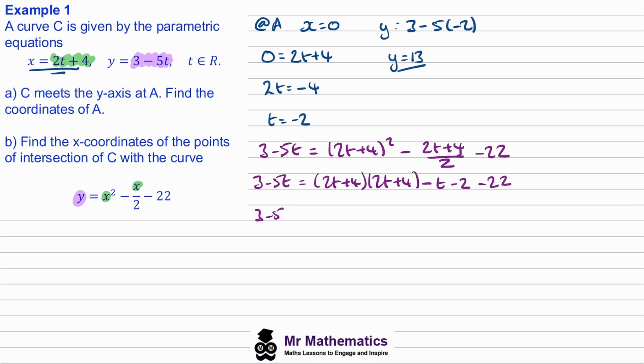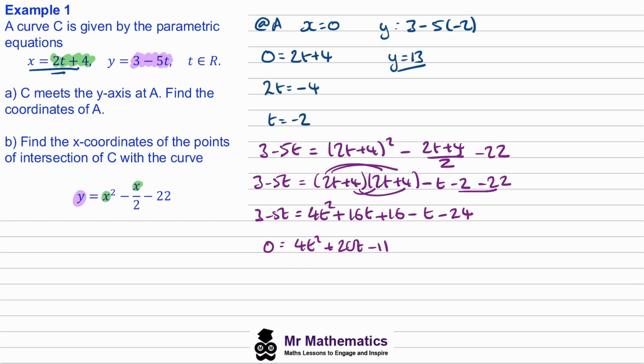So 3 minus 5t will equal 4t squared plus 16t plus 16 minus t minus 24. We'll move these terms over to the right-hand side and simplify this quadratic. So we'll have 0 equals 4t squared plus 20t minus 11. And we can factorize this.